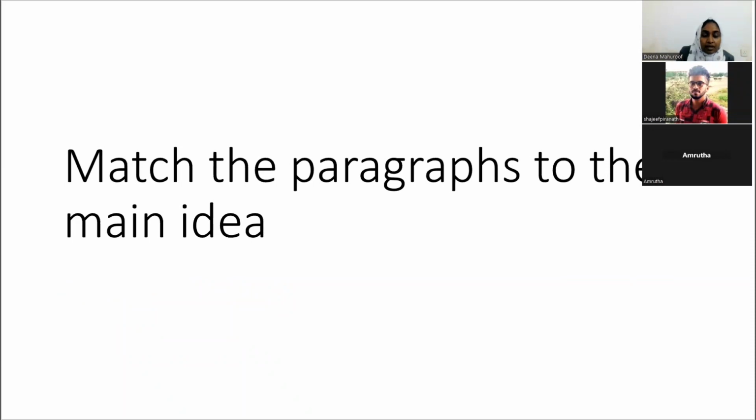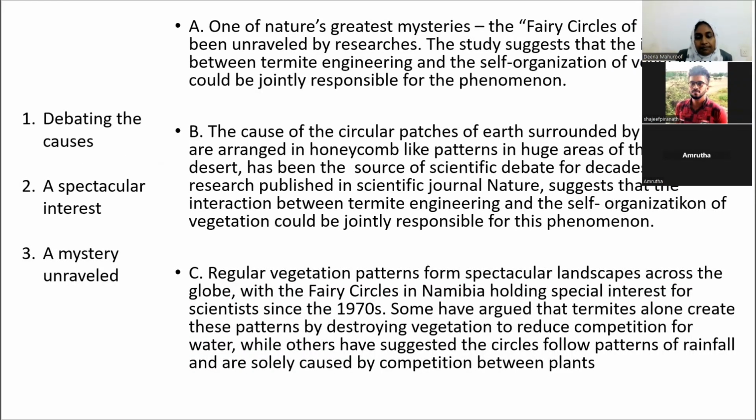Yeah. So now we'll go to matching the paragraphs to the main idea. We have 3 paragraphs over here, and we need to match each paragraph to the main idea. How do we do that? We do this by understanding the keywords. For example, the first main idea says debating the causes. So debating is the keyword over here.